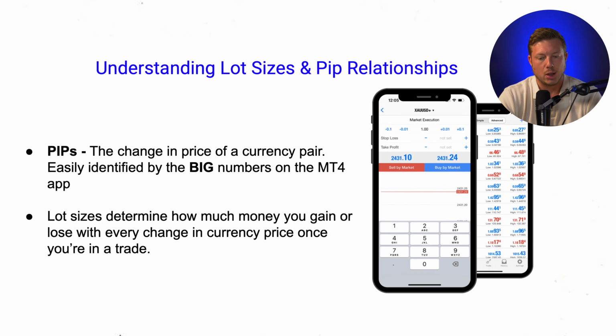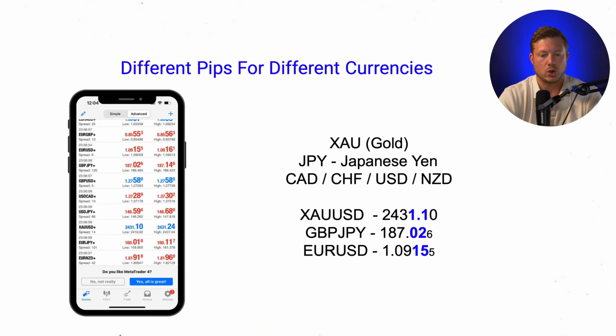So, understanding lots and pip relations. Pips in this is simply the change in price on a currency pair, easily defined on MT4 and MT5 by the big numbers. Lots simply determine how much money you can gain or lose with every change in currency price that you trade. So if we look at this here, in different currency pairs, there's gold, Japanese yen, CHF, JPY, USD. They all have different pips.